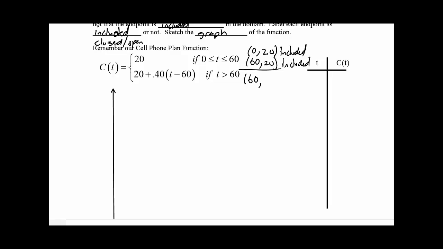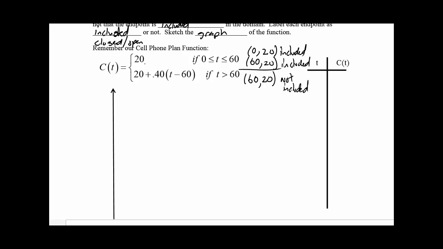Here, with the other one, that would be 60, comma 20 as well. If I plug a 60 in, 60 minus 60 gives me 0, and 0.4 times 0, I get 20. And it's not included. Which brings a minor issue up, but we'll address that.